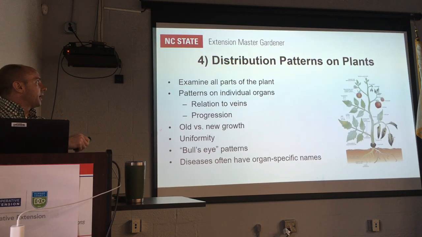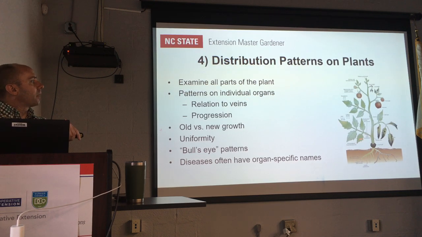And then again, on the plants, the patterns: what organs are they occurring on, and within that organ, what are the patterns like? Are there symptoms on the margins of the leaves? Are they happening on random spots? Are they happening on one side of the leaf? Are they happening at the base of the leaf, on the veins, between the veins? Is it happening on one side of the plant? That's also an interesting clue.